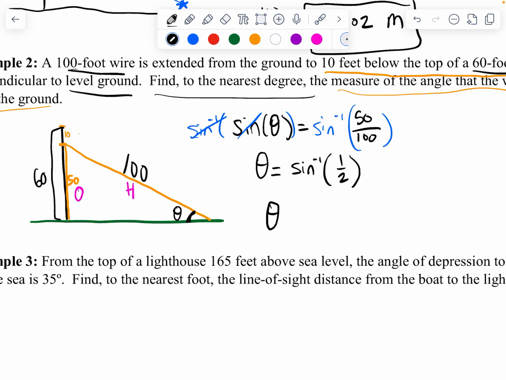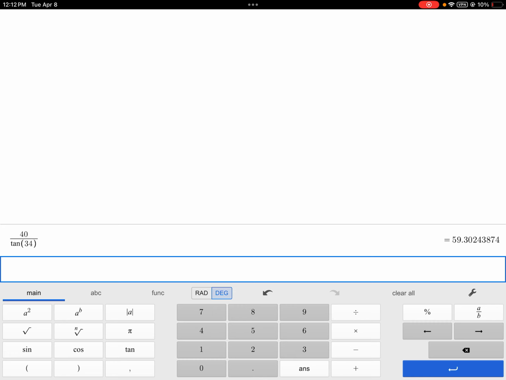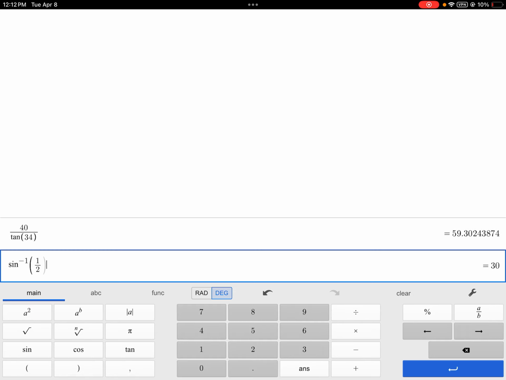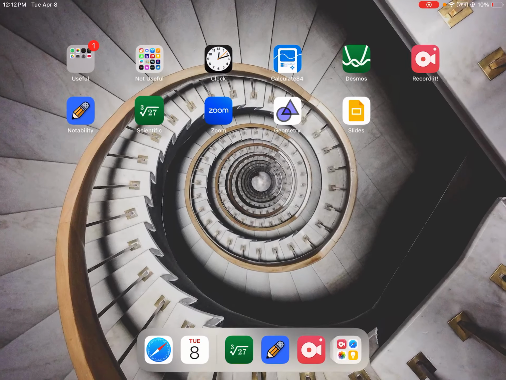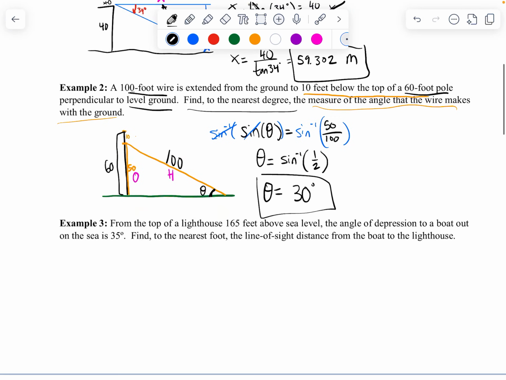Right? This goes straight into the calculator. I believe we get back 60 degrees, but let's double check. Okay, so inverse sine of 1/2. Ooh, my mistake, 30 degrees. All right, and there we go. So that means to the nearest degree, it was an exact number for us anyways, we get 30 degrees. Done. Right? Huzzah. Set up.